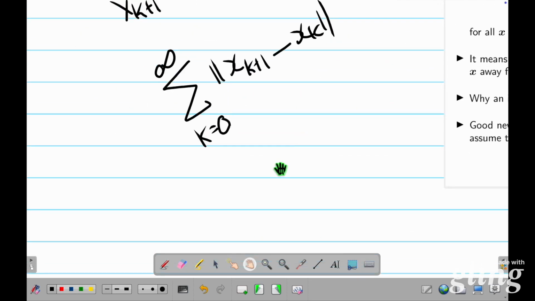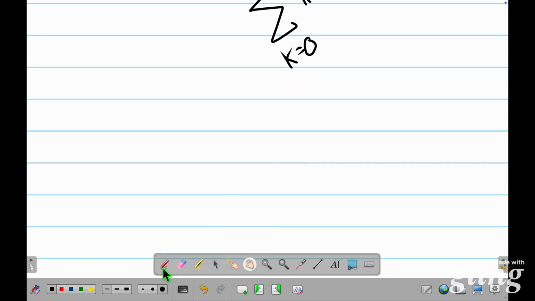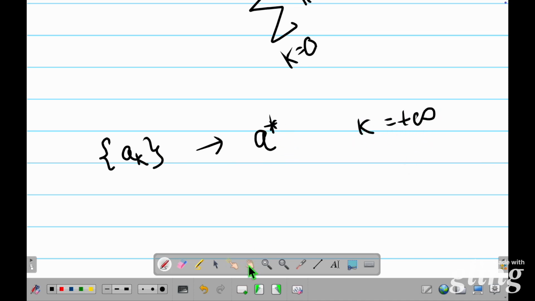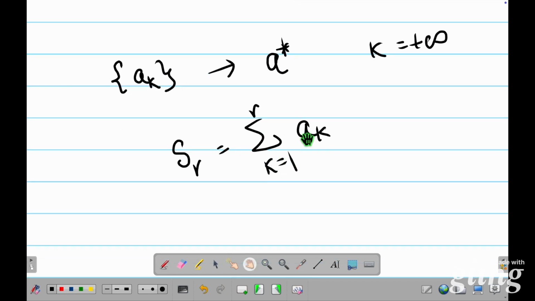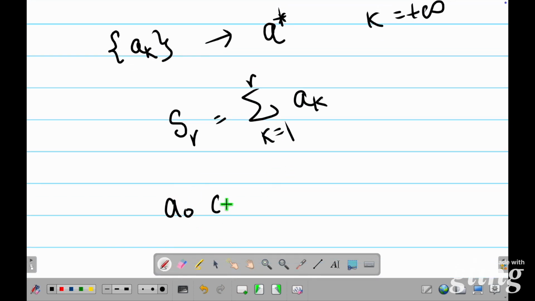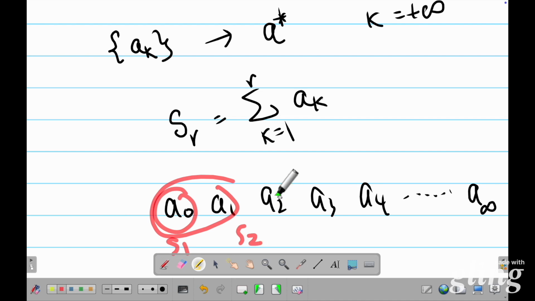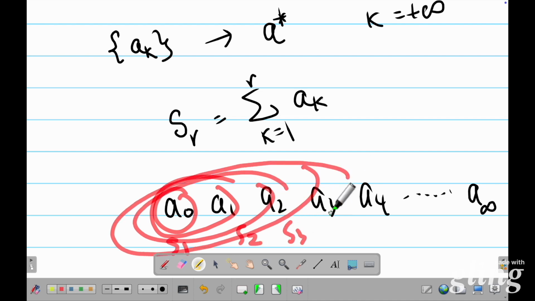You remember? That's why I talked about it in day 1 or lecture 1. I have a sequence a_k converge to something. I call it a star when k goes to infinity. Okay? This is the same as I have a partial sum. I call it s_r. Okay? This is the sum of k equal 1 to r, a_k. So, what is this? This is like A0, A1, A2, A3, A whatever, okay? A infinity, okay? This is my S2, this is my S3, this is my S4, right?